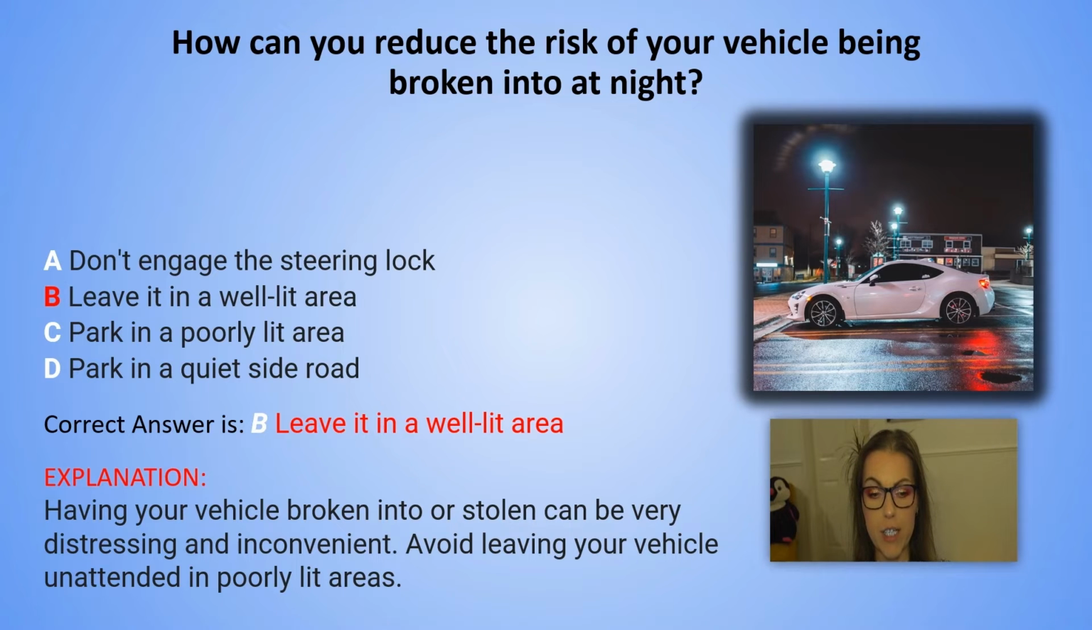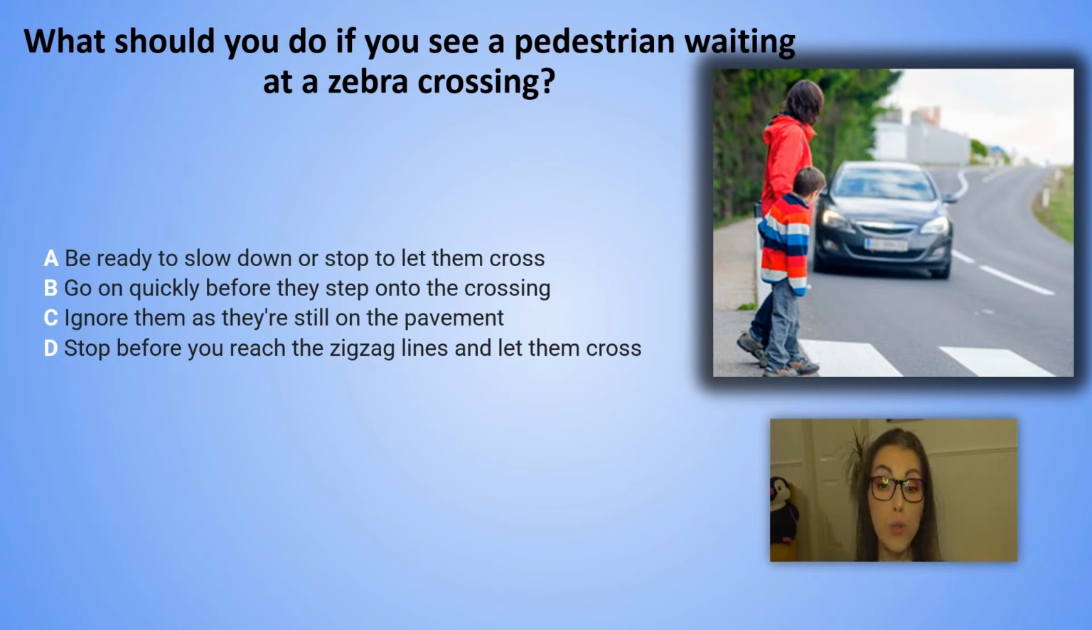Next question. What should you do if you see a pedestrian waiting at a zebra crossing? A. Be ready to slow down or stop to let them cross. B. Go on quickly before they step onto the crossing. C. Ignore them as they are still on the pavement. D. Stop before you reach the zigzag lines and let them cross.